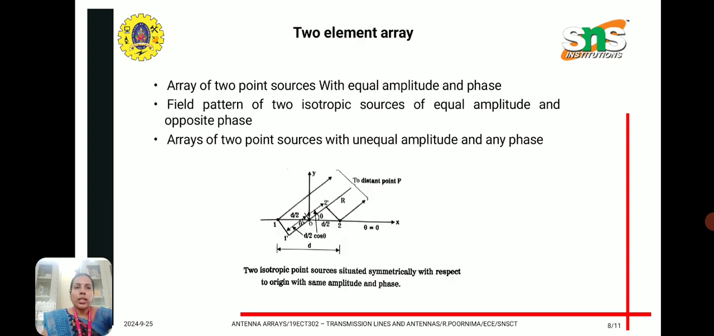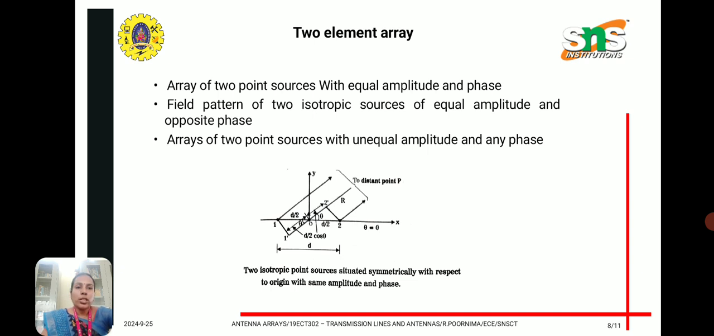Next, the two element array. Here an array of 2 point sources with equal amplitude and phase is considered. The field pattern of two isotropic sources of equal amplitude and opposite phase is also given. The array of 2 point sources with unequal amplitude and any phase is given by the end-fire array. So we are going to discuss both the patterns.